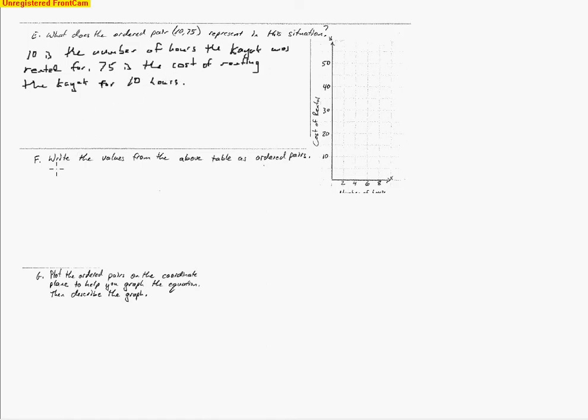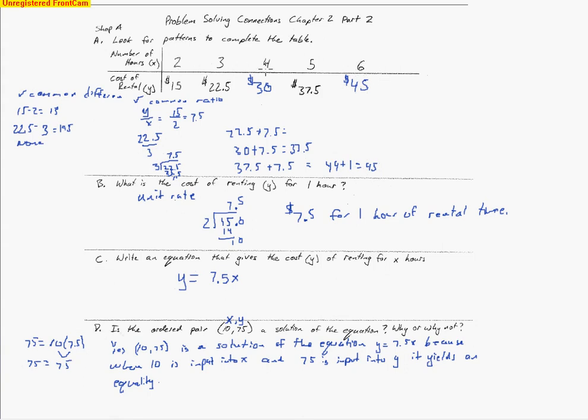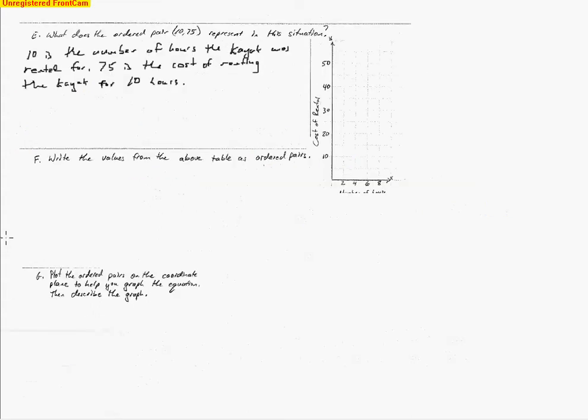So the next part says write the values from the above table as ordered pairs. So going back to this table up here, we're going to take these units and then write them as ordered pairs, noting that the x is the top number and the y is the bottom number. So I'll just rewrite those. And so that's what it asks us to do. So we write down (2, 15), and then I've got (3, 22.5), then (4, 30), (5, 37.5), and the last one was (6, 45).